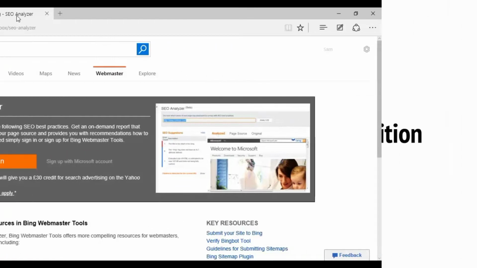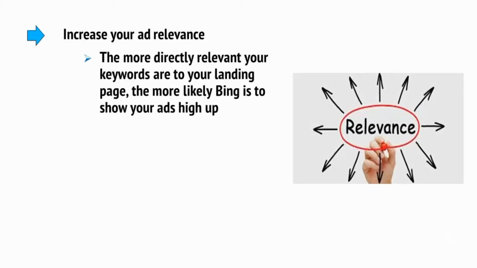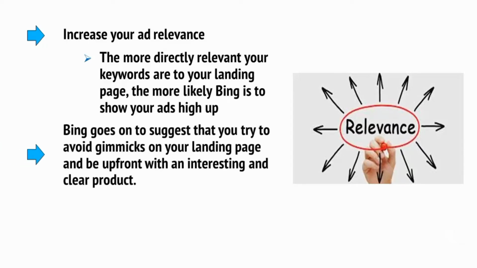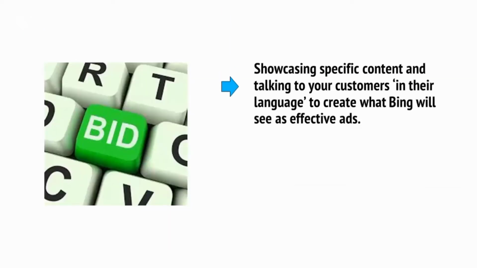bing.com/toolbox/SEO-analyzer. Want to bring your ads further up the SERPs? Here are some fresh tips from Bing's own site. First of all, increase your ad relevance. The more directly relevant your keywords are to your landing page, the more likely Bing is to show your ads high up. Bing goes on to suggest that you try to avoid gimmicks on your landing page and to be upfront with an interesting and clear product. This will help your conversion rates too, so it's very much worthwhile. You should also showcase specific content and talk to your customers in their language to create what Bing will see as effective ads.